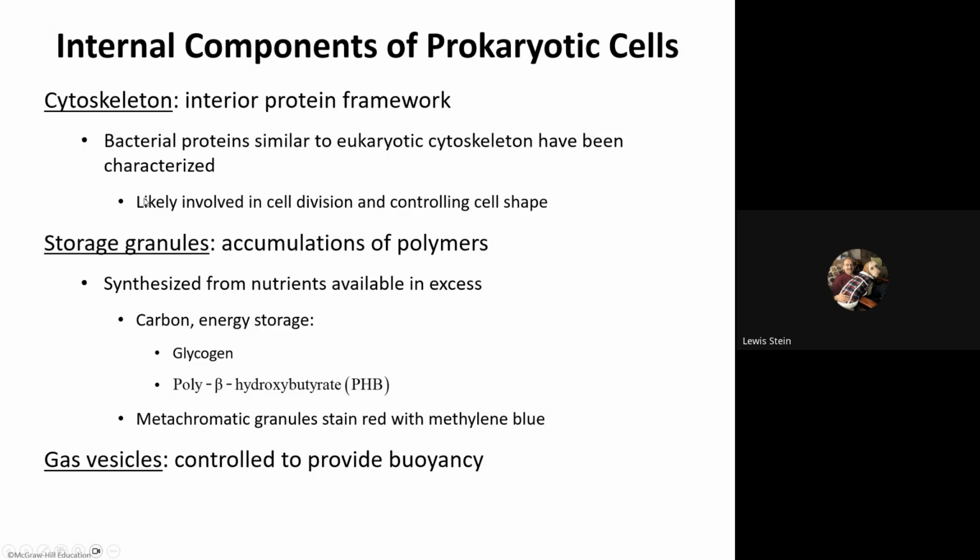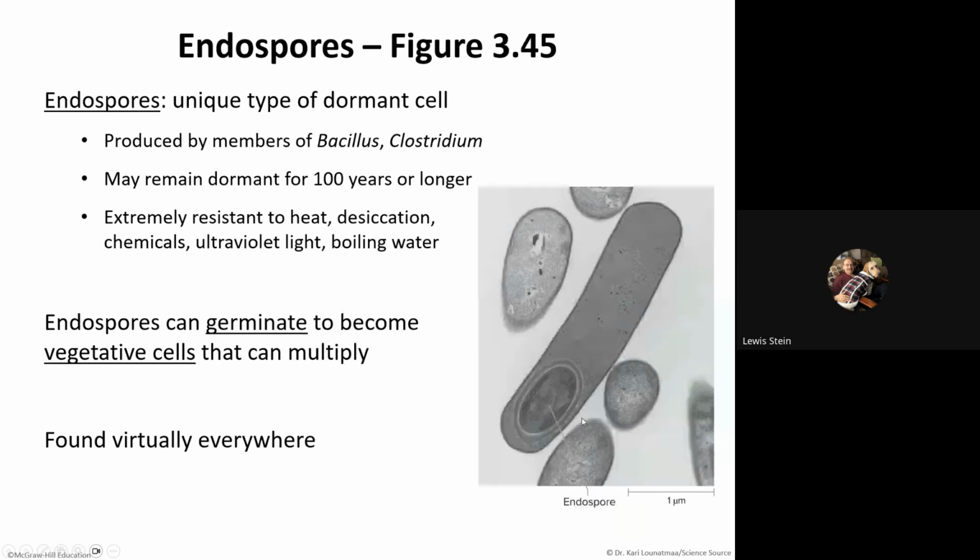The cytoskeleton, yeah, probably controls cell shape. Storage granules, mostly for identification, because if you do a methylene blue stain, like I said, every so often we'll see these metachromatic granules when you're looking at Corynebacterium. I'll talk about that again when we get there, etc., etc.